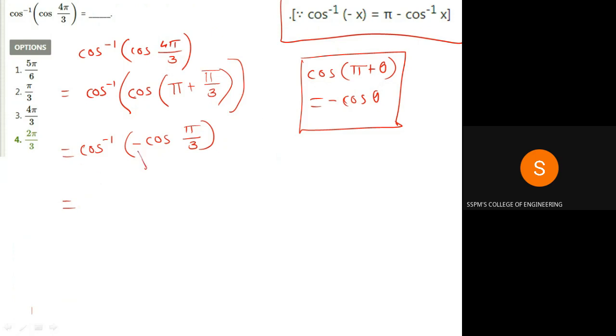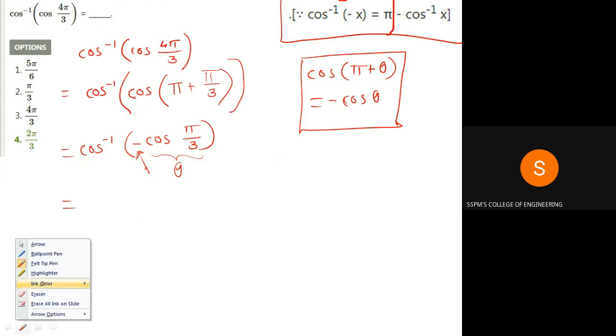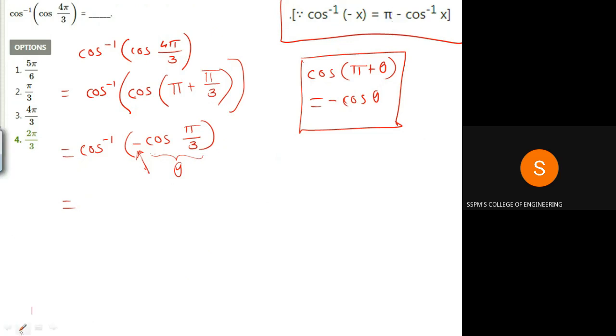If you look properly here, what is the sign? The sign of minus. If we consider this whole term as theta, it is cos of cos inverse of minus of theta. So what is cos inverse of minus of theta? Cos inverse of minus of theta is pi minus cos inverse of theta.